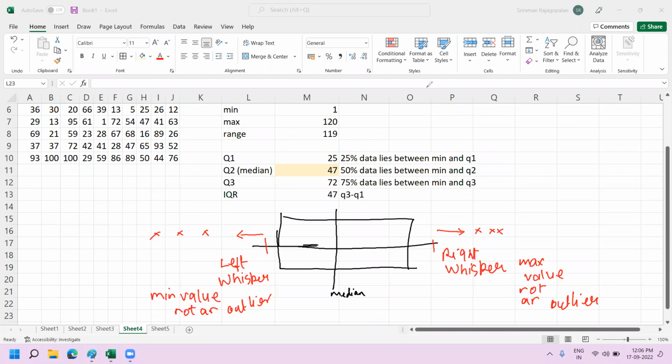So if I extend this line and I have a dot here, these are right outliers. And if I extend this line and I have points here, these are left outliers. Let's say that in this data I have a value of -15. Is this an outlier? Yes, that will fit here. And if I have a value, let's say 750, it will fit somewhere here.